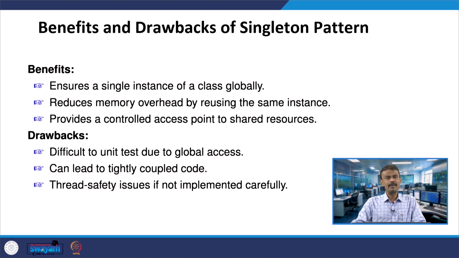So, these are the main benefits of the singleton pattern. The main drawbacks are that it is difficult to do unit tests due to global access, and the singleton pattern can lead to tightly coupled code and thread safety issues. In fact, we are going to study threads in the next chapter. There are thread safety issues if it is not implemented carefully. These are the main drawbacks of the singleton pattern.